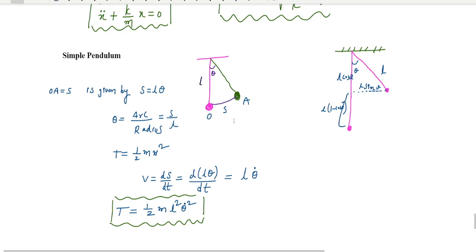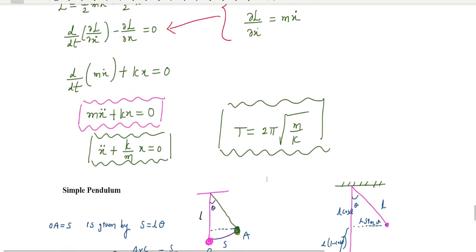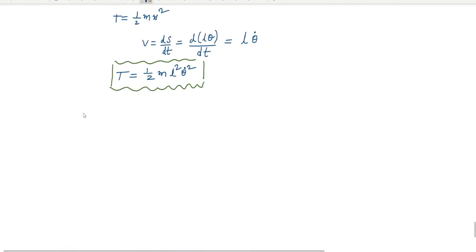Now if you look with more clarity here, this is what I tried to explain. This is L sine theta. This portion is L into 1 minus cos theta. This is L cos theta. So this is the extended diagram. Now I'm going to write the potential energy term. If the potential energy of the system when the bob is at O is 0, then the potential energy when the bob is at A is given by this equation.